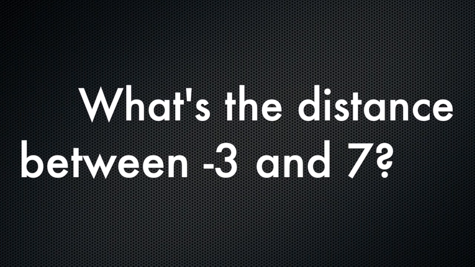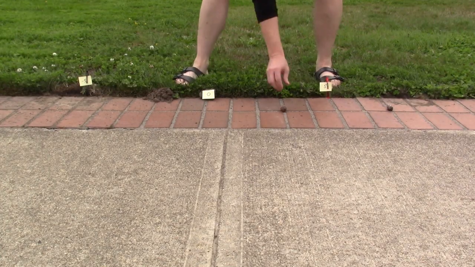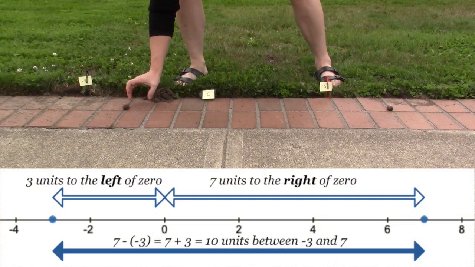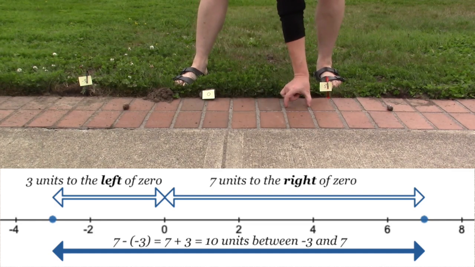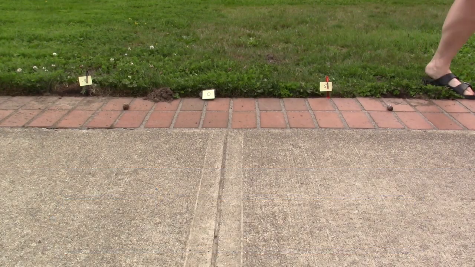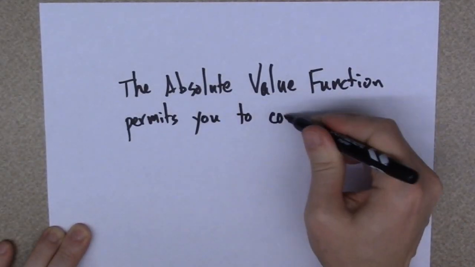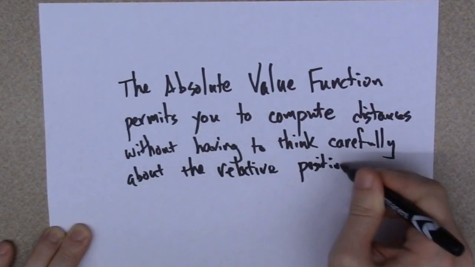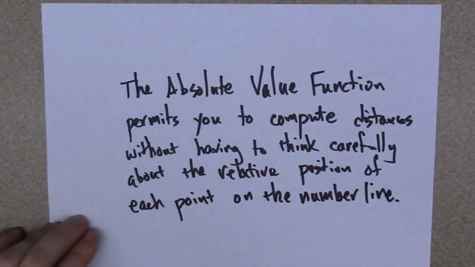And so the distance then between -3 and 7, in the same way, I could put a pine cone 3 units to the left of 0. So the distance between the two pine cones now is the total number of bricks in between the two pine cones. This can be found by subtraction if you remember that subtracting a negative number is just like addition. The absolute value function really allows you to compute distances without having to think carefully about the relative position of each point on the number line.